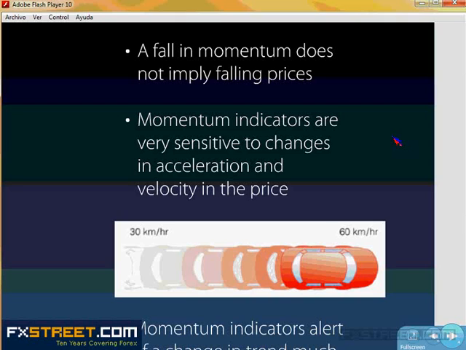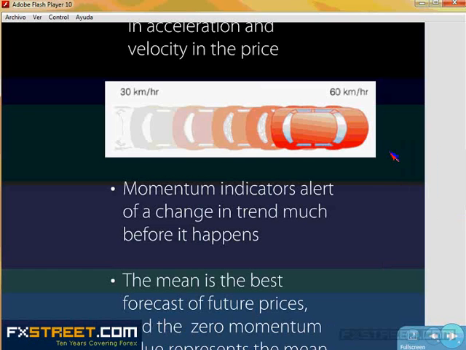For example, if a 5-day change in price is an increase of 100 pips, then momentum is simply 100, but the speed is 100 divided by 5, so 20 would be the speed. If prices continue higher at the same rate, the momentum, the speed, turns sideways, becomes a constant. And because of this high sensitivity, momentum indicators alert of a change in trend much before it happens in the price structure.